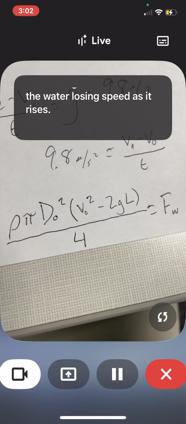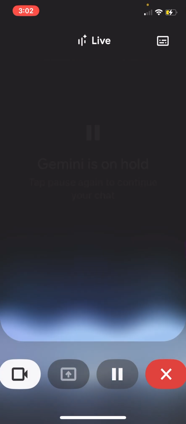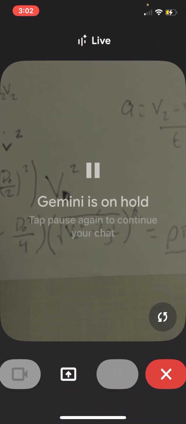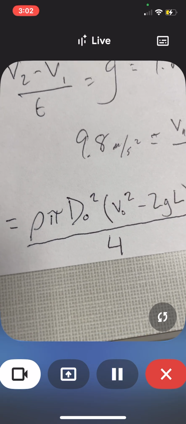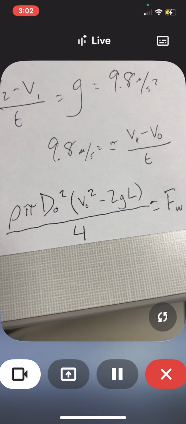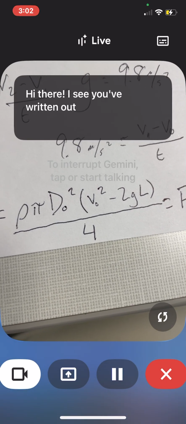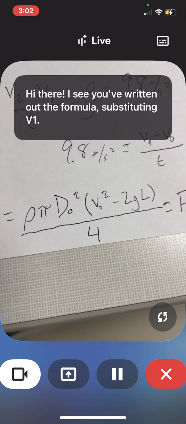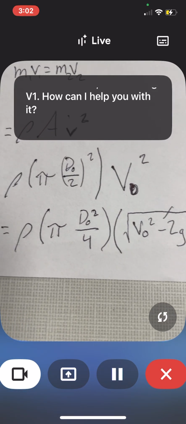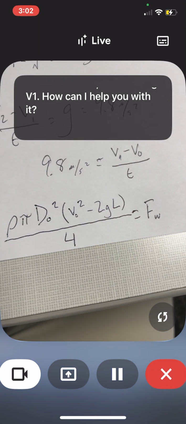Hello, Gemini. Hello, Gemini. Hi there. I see you've written out the formula, substituting V1. How can I help you with it? Does this look like the right answer?